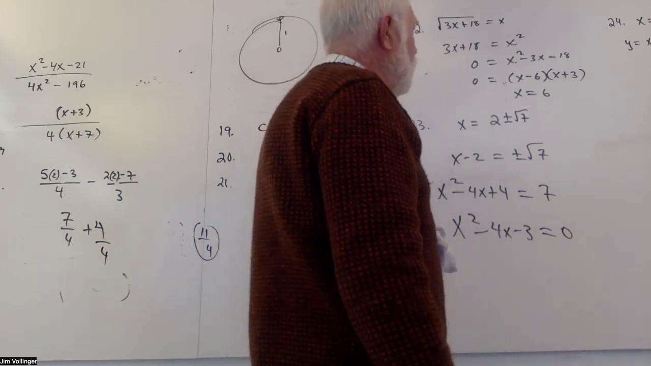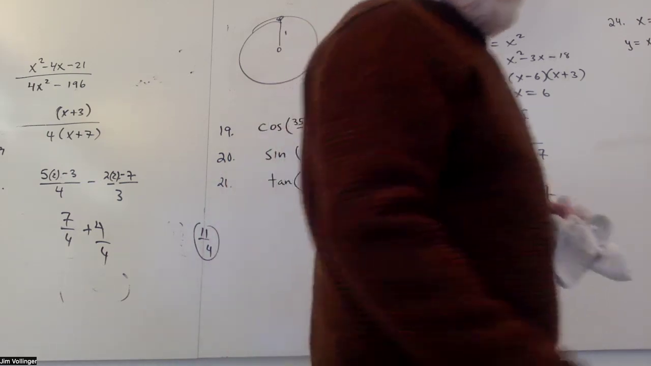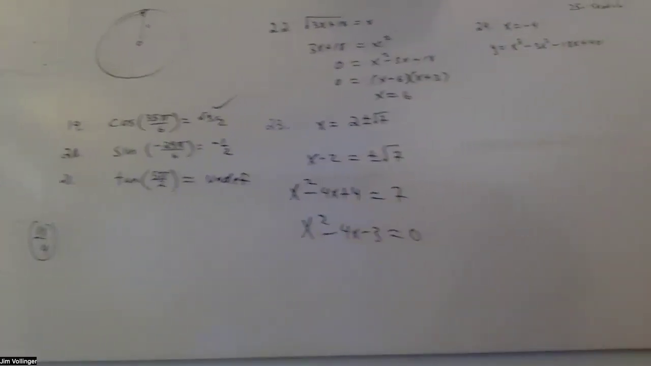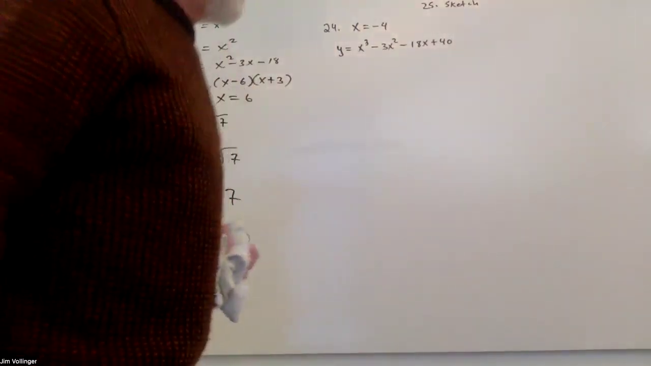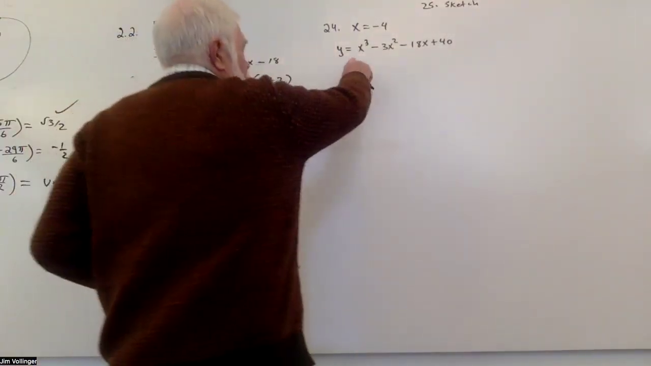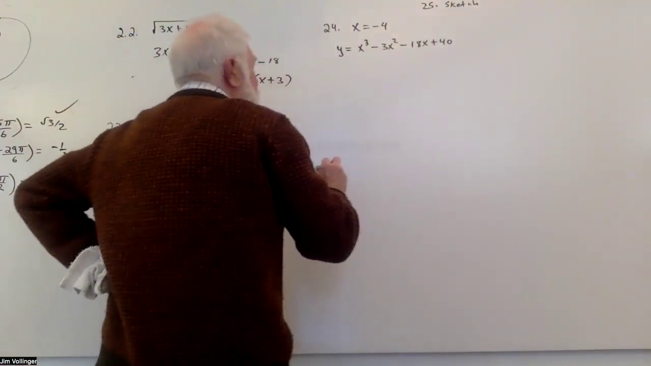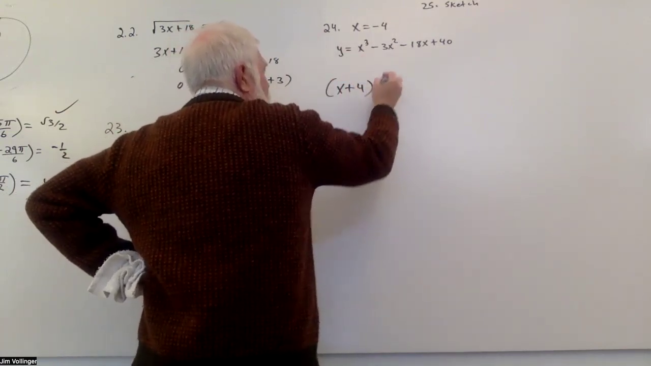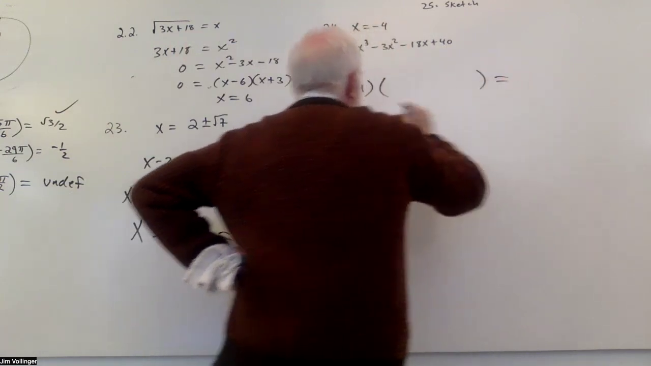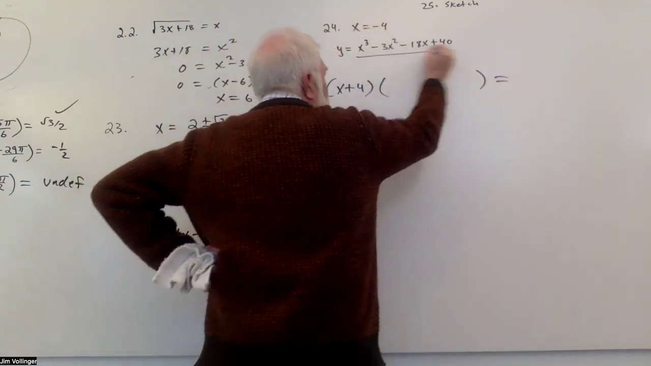All right, so now where are we? I'm giving you one root of a cubic, and we're going to find the other roots, and then we're going to graph the cubic. We're going to sketch this with all the information that we get. So if x minus 4 is a root, then x plus 4 is a factor. And really what I'm doing is finding out what times what gives us this.